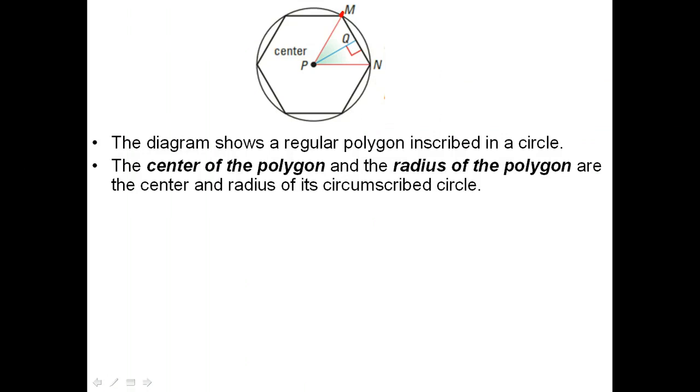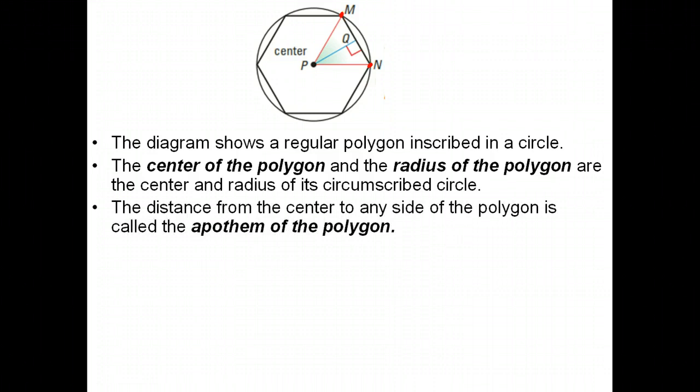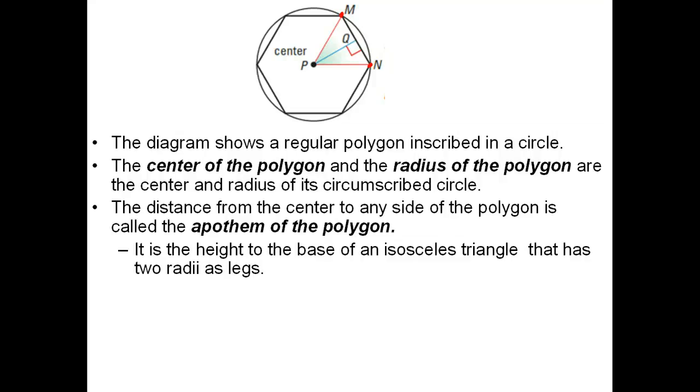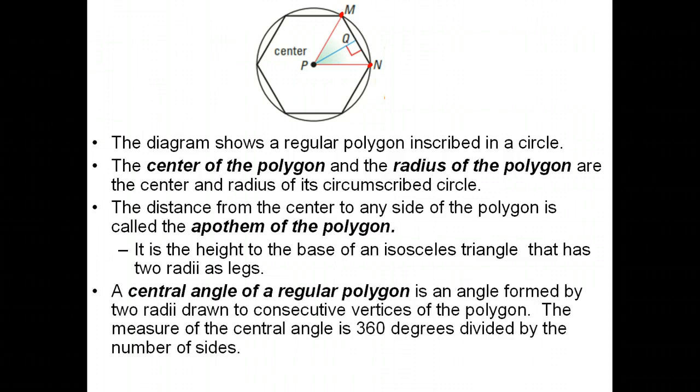Since the vertices are the only points on the circle, the radius of the polygon will always go from the center to a vertex. The line segment that goes from the center to the side of the polygon is called the apothem of the polygon. It is actually the height of the base of an isosceles triangle that's formed by two consecutive radii, which means that go to two consecutive vertices. And this will form an angle in the middle that we call the central angle of the polygon.